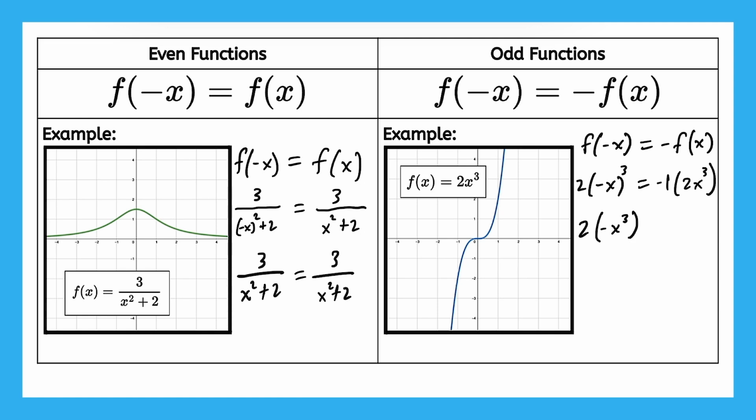Now, negative x cubed is the same as saying negative 1 times x cubed. And now 2 times negative 1 is negative 2. So the simplified expression on the left is negative 2x cubed. Now what about the right side? That's much easier. We know that negative 1 times 2 is negative 2. And there it is. Once again, we get negative 2x cubed, just like we got on the left.